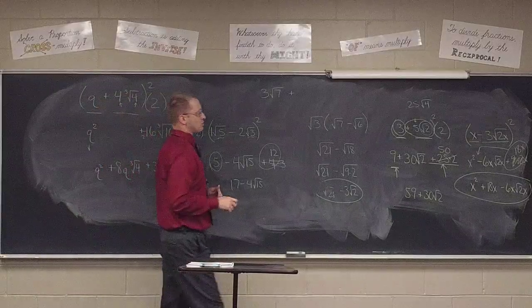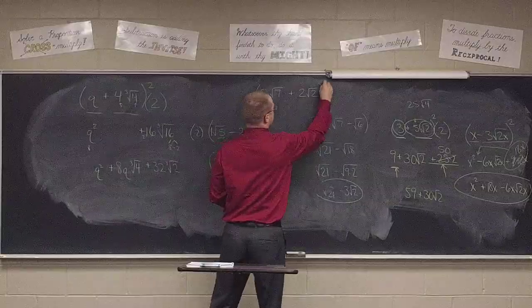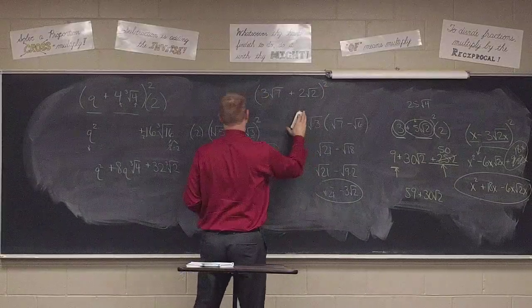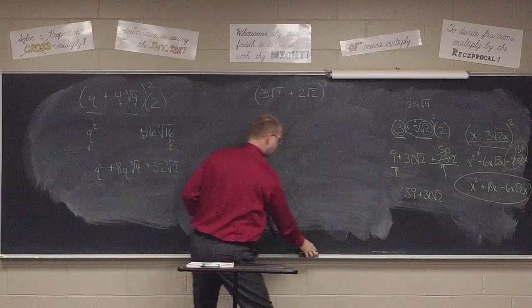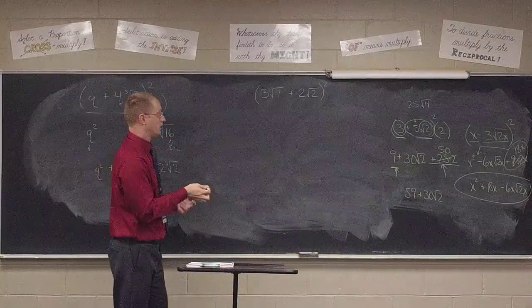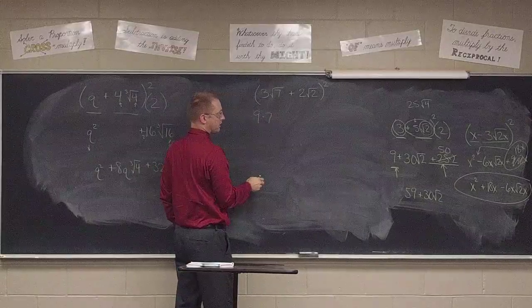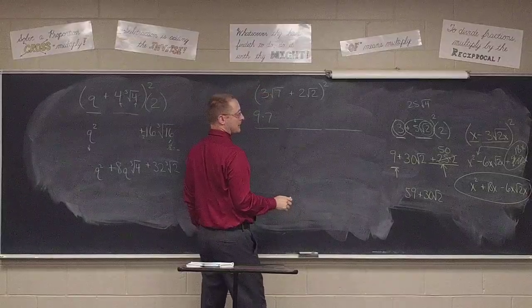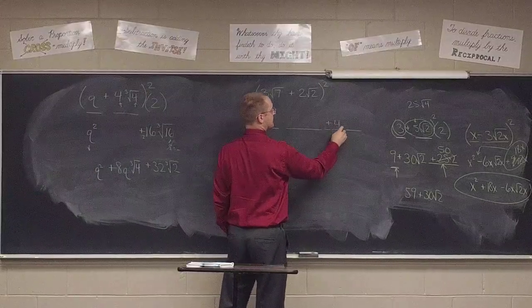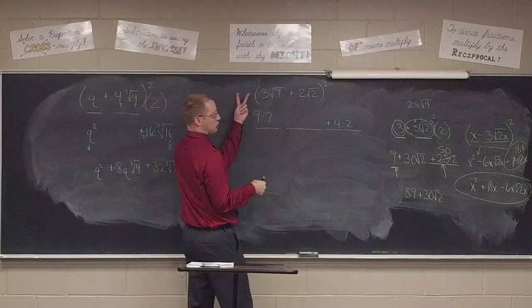Let's go back here. 3 times the square root of 7 plus 2 times the square root of 2. And let's square that binomial. And Noah, square the first, square the last, multiply and double. Okay. Let's square the first. Now let's come to square the last. Okay. And let's multiply and double. Remember, that means there's a 2 out here.